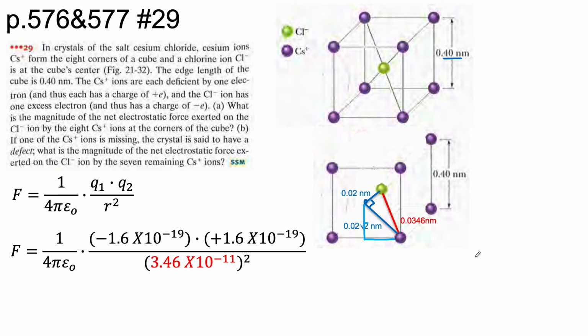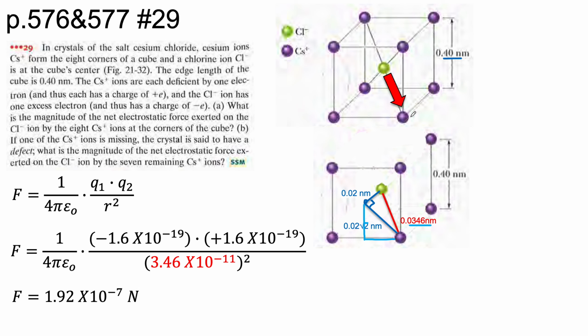If we plug in our numbers, the charges on both of these are the charge of an electron, and the distance between them is that same 0.346 nanometers converted into meters. And if we solve it, then we get this force. So that's the force of attraction between the chlorine ion and the cesium ion. And yes, it's also the force of attraction between the cesium and the chlorine drawn the other way, but I just want to draw that.